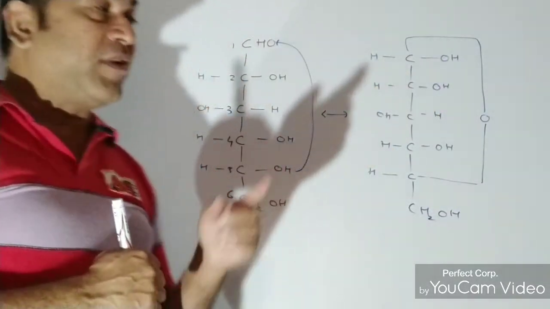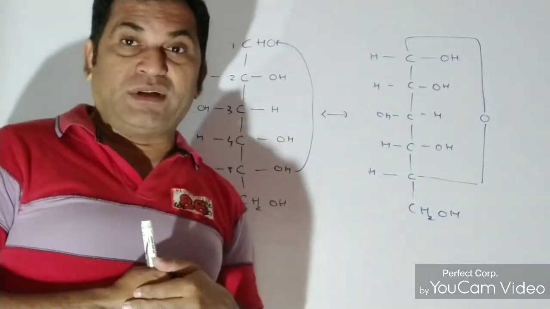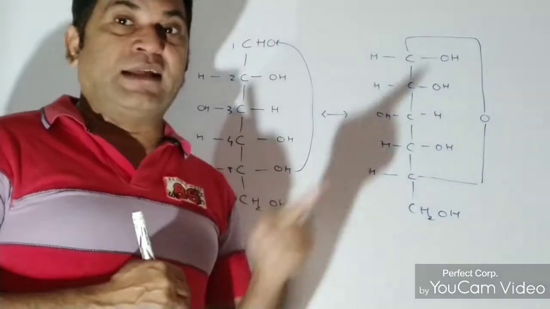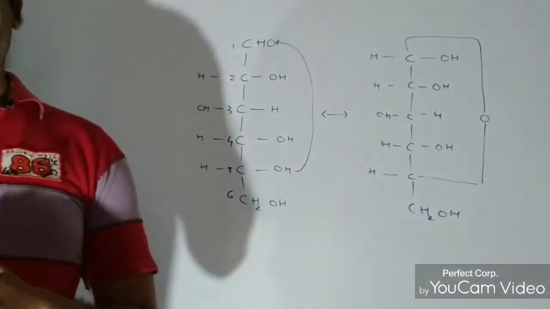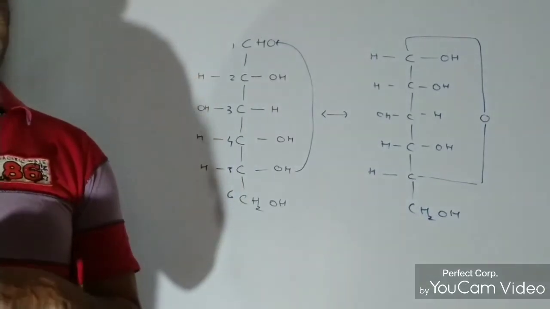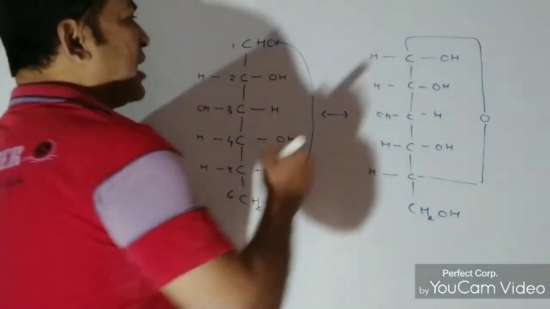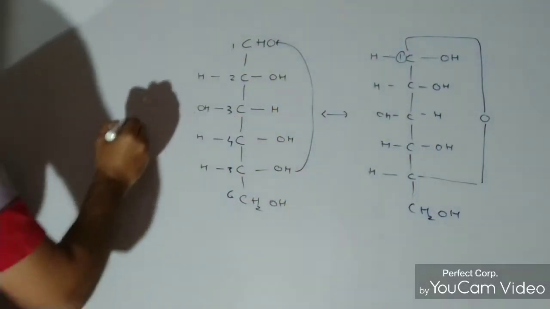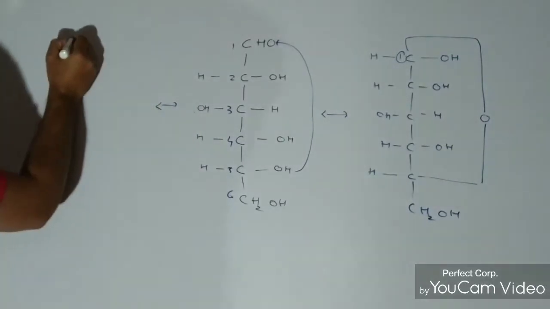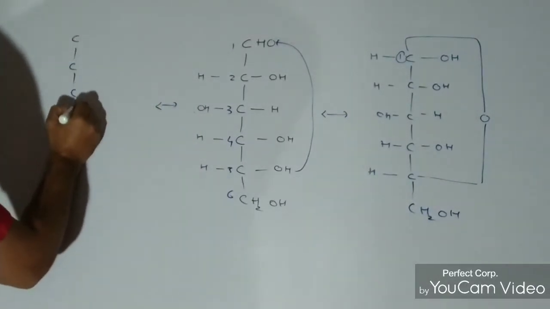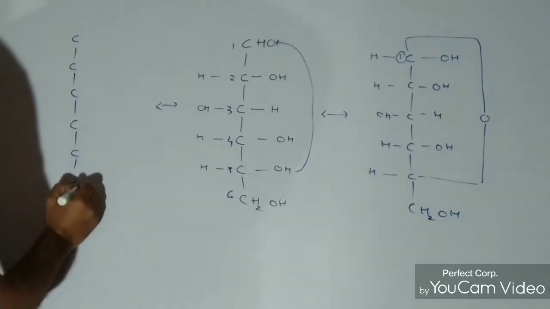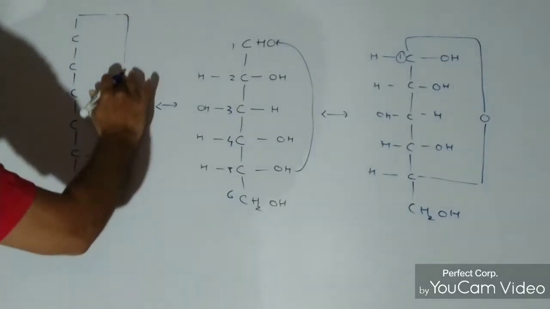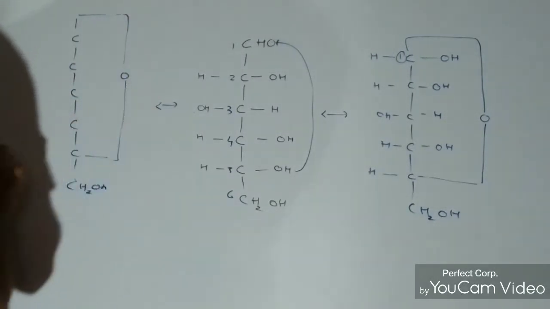So there is no presence of a free aldehyde here, proved, and this structure is satisfying those 4 things, and it also satisfies another thing. What is satisfied by this? See here, number 1 carbon should have 2 structures. Another structure is this: C, C, C, C, C and CH2OH. Here it is O.